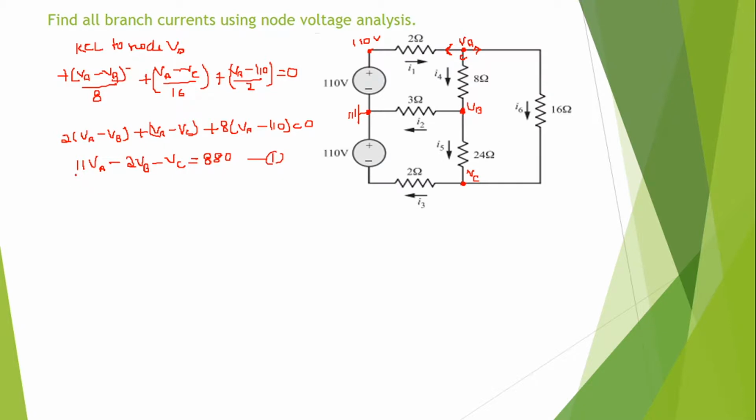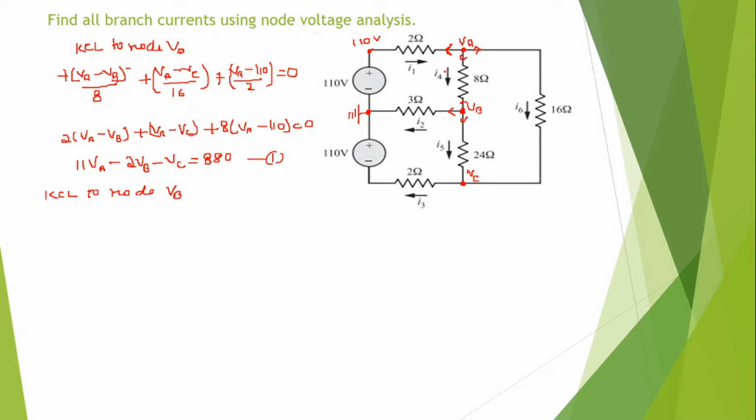So, next, apply KCL to node VB. By applying KCL to node VB, what happens to the equation? These three elements are connected to this node. For VB, I will assume the current directions are outgoing. So, what is the outgoing current equation? (VB minus VA) by 8. As it is outgoing current, minus.